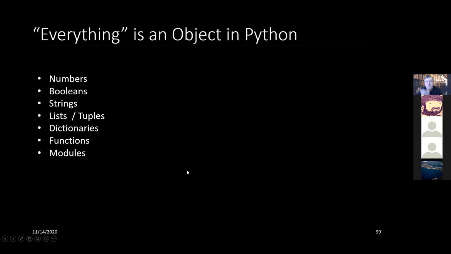I wasn't going to go over classes, but I said every value in Python is an object. So the types of objects we're going to have are numbers, booleans, all of these types. Functions themselves are objects and modules are objects. Basically, everything is an object.